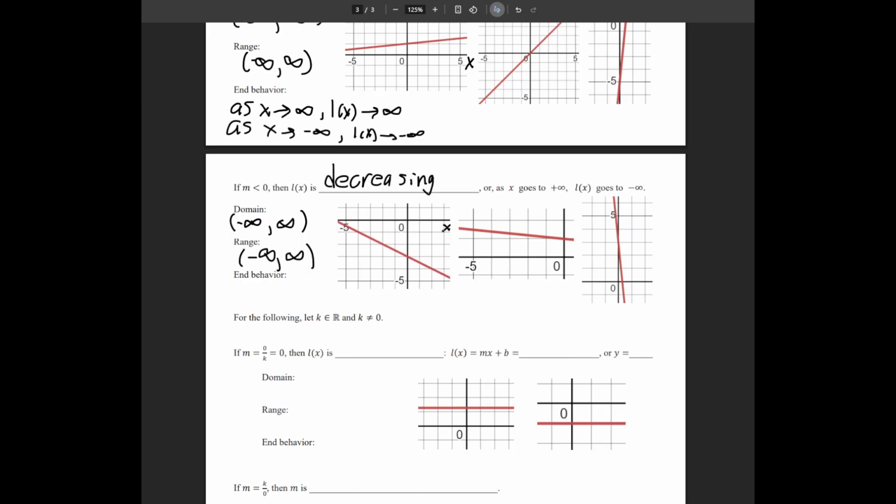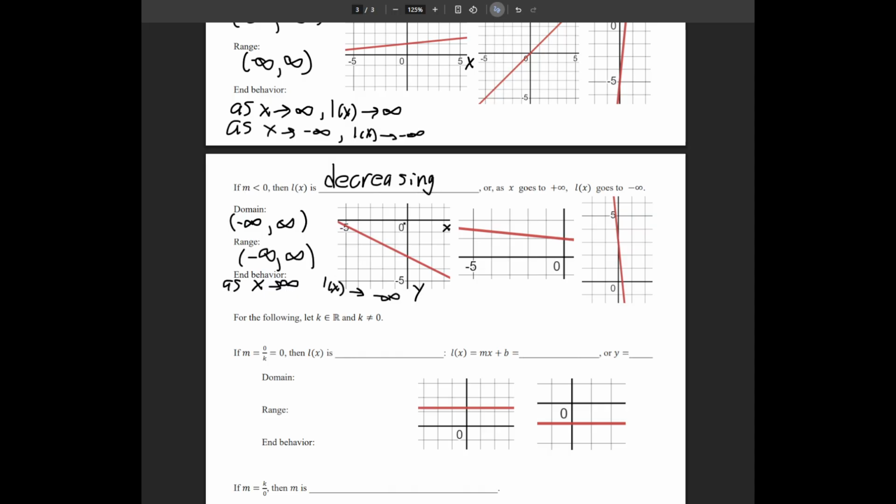So again, this is our x-axis, this is our y-axis. For end behavior, as x goes to infinity, we want to know what's happening as we go to the right on our graph. Well, our line is decreasing. So as we go to the right, y goes down. So as x approaches infinity, L of x, or y, approaches negative infinity.